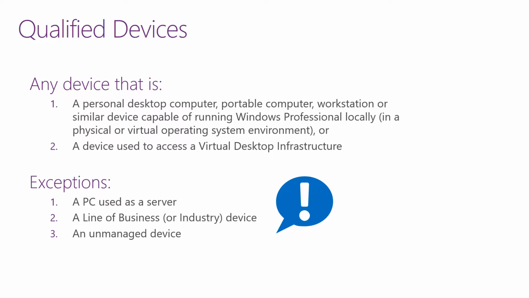And you can see that if you're using a PC as a server, then you don't need to include it. Equally, if a PC is being used solely as a line of business device, perhaps it just runs hotel booking software for example, then that can be excluded, as can any device that's not managed by the organisation signing the agreement. So an organisation counts all of their qualified devices and buys at least one of the enterprise products for them.